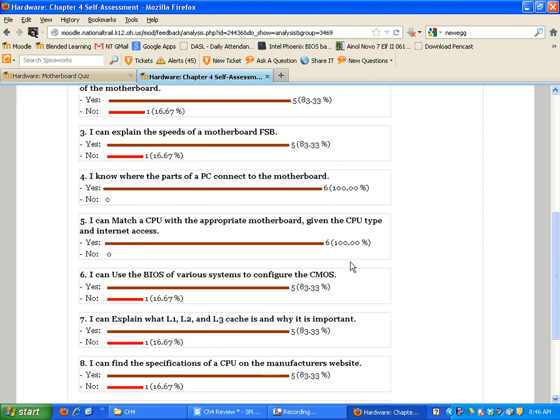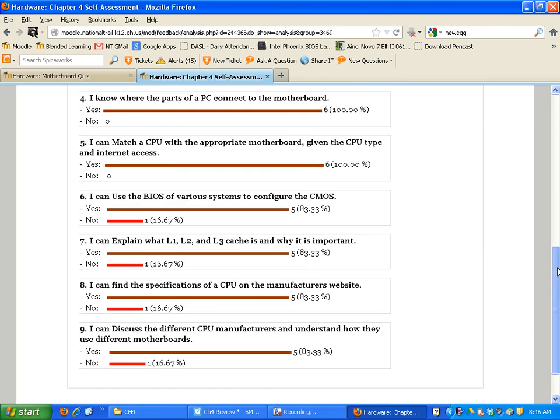I can use the BIOS of various systems to configure CMOS. Now, there's no way for us to actually practice that on a test. There's no way for me to give you BIOS. I basically want to know that you say I can either hit delete or F1 or F2, whatever comes up on the screen, to go into it and change the boot order.